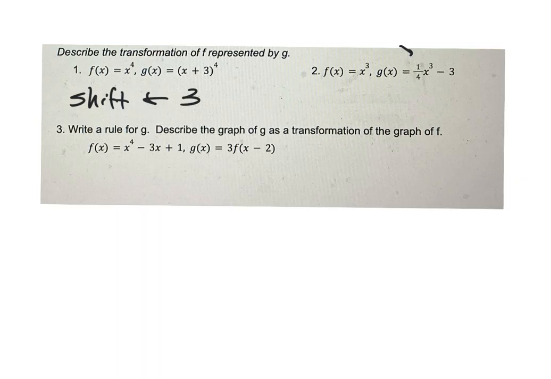It's got a 1/4 in the very front, which means there's a vertical shrink by a factor of 1/4. And then it's going to shift down 3 because that 3 is outside. It's not inside of parentheses with the cube. All right. Number 3, write a rule for G. Describe the graph as a transformation.